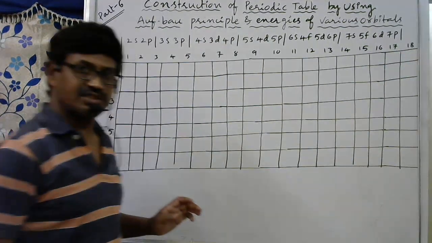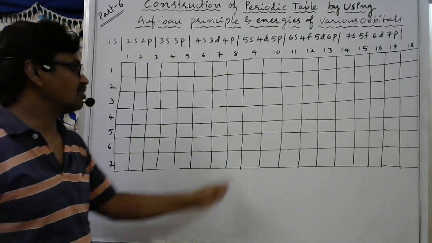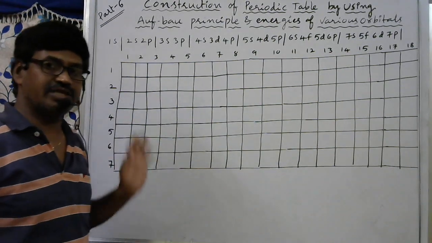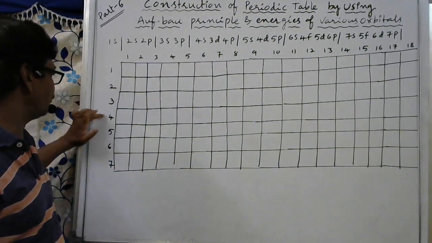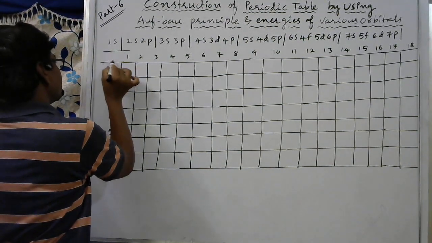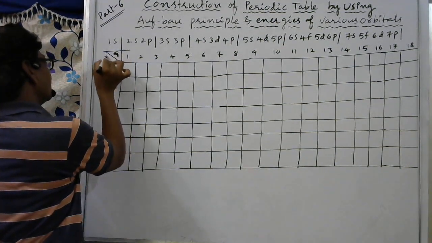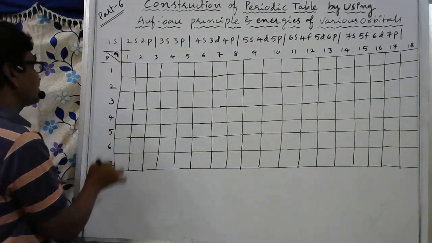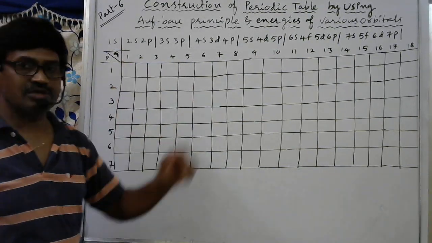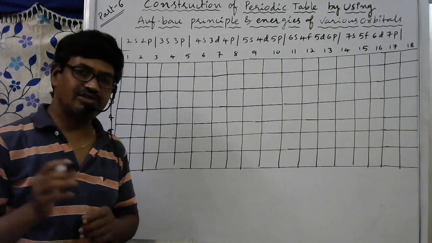There are 7 periods and 18 groups. Vertical lines are groups. Horizontal rows are periods. How many? 1, 2, 3, 4, 5, 6, 7. So these are the periods and groups. Here I am putting G and P. These are the periods and these are the groups. How many groups are present? Total 18 groups are present. This is about the modern periodic table, not the Mendeleev periodic table or other different periodic tables.